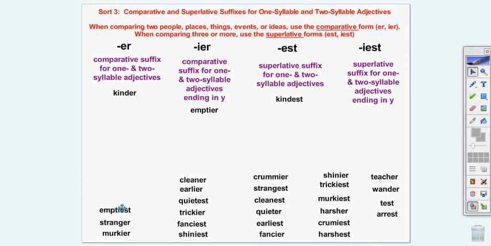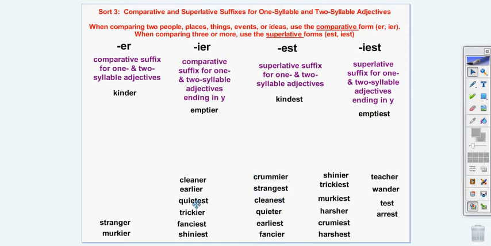And if we were to drop that y and add iest, now we have the superlative form, emptiest, ending with an iest ending, saying something like, my crate is the emptiest of everyone's. And in this case, we're comparing one crate to many others, not just one other one, but to many others. So we have the superlative form.